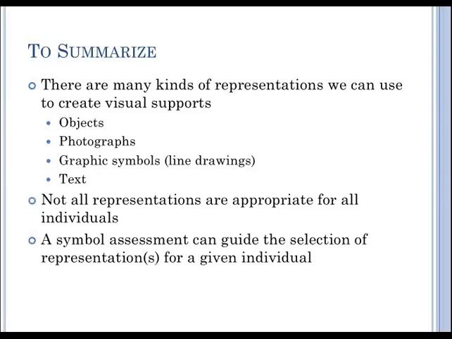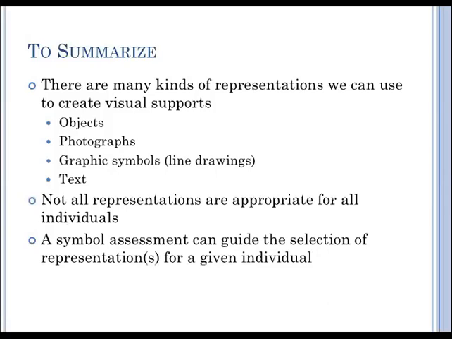We've talked about the variety of representations that we can use. So you're now familiar with the idea that we might use objects or photographs or graphic symbols in the form of line drawings or even text. Not all representations are appropriate for all individuals. Some people will require objects, others will do just fine with graphic symbols. Some people might use more than one kind of representation. So again, you might have a person who uses both objects and photographs, right? And they're sort of transitioning.